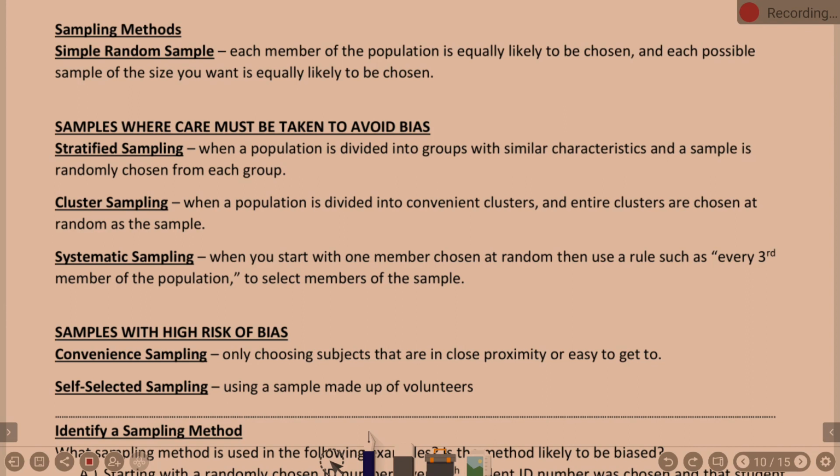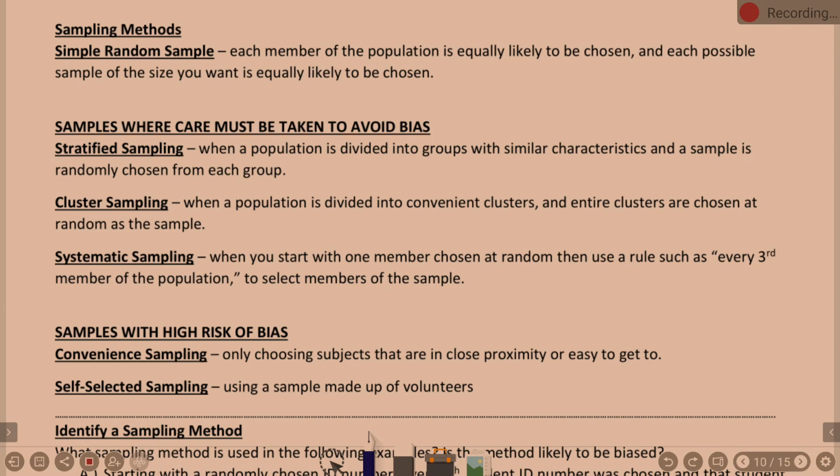Cluster sample: the population is divided into convenient clusters, and entire clusters are chosen randomly as the sample. Again, you have to watch out for bias there. It also depends on what you're asking. So convenient clusters, but you choose the whole cluster, as opposed to stratified, where you choose from each group. And then systematic sampling. We start with one member chosen at random and then use a rule such as every 3rd member of the population to select members. There's some rule that gets you there.